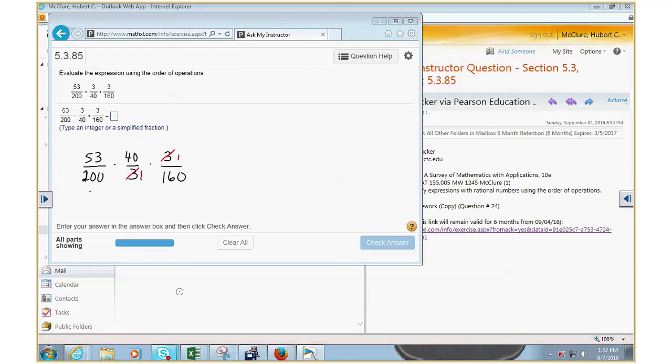40 will go into 160 4 times, right? Well, 40 will go in there 1 time. 40 will go in there 4 times. Now, can you do 40 and 200? Well, you've already used it 1 time. I don't see anything else, so cancel. So 53 times 1 is what? 53. Thank you, class. And then 200 times 4 is what?